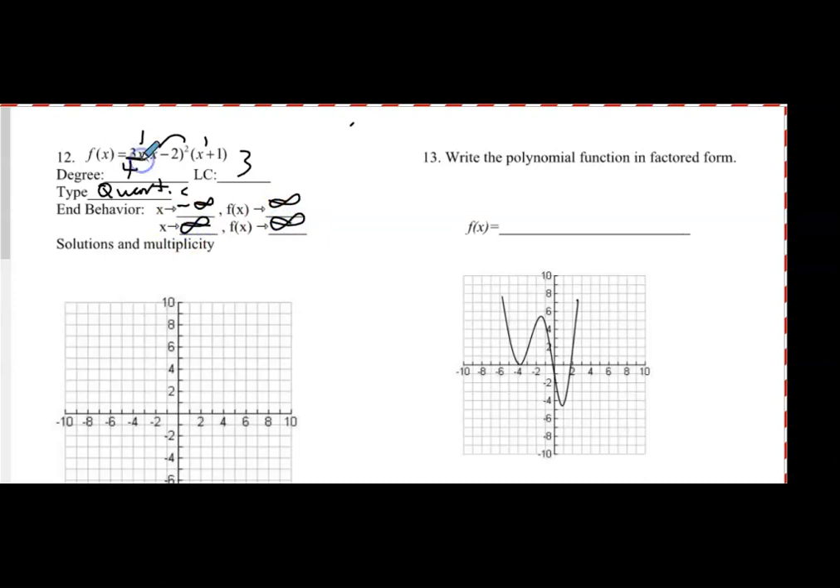Don't forget this for solutions. That is a solution of 0. There is a point right there at 0. This one is positive 2. And this one is negative 1. Now, the 3x has a multiplicity of 1. The x minus 2 has a multiplicity of 2, and the negative 1 has a multiplicity of 1.